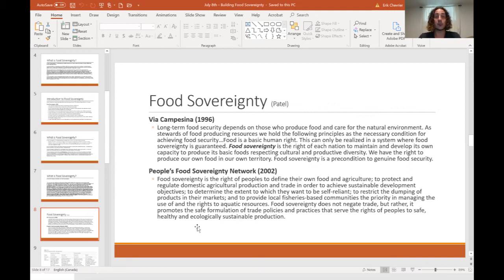You can also see other definitions, quite similar as well, by the People's Food Sovereignty Network. I'm not going to go over all of these definitions, but you can see some general themes in it: it's about not just catering to neoliberal capitalist policies, but the right for people to control their own food economies and be able to do so in regions across the world, to be self-reliant and not just the beneficiaries of charities or food dumping.